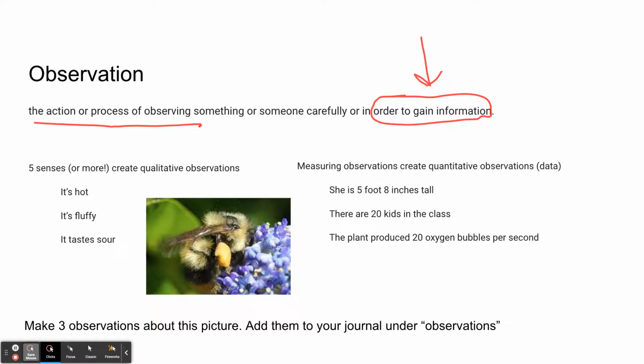Now, I want you to pause the video, and in your journal, I want you to write the word observation, and I want you to write down 3 observations about this bumblebee picture. So go ahead and pause the video, do that.